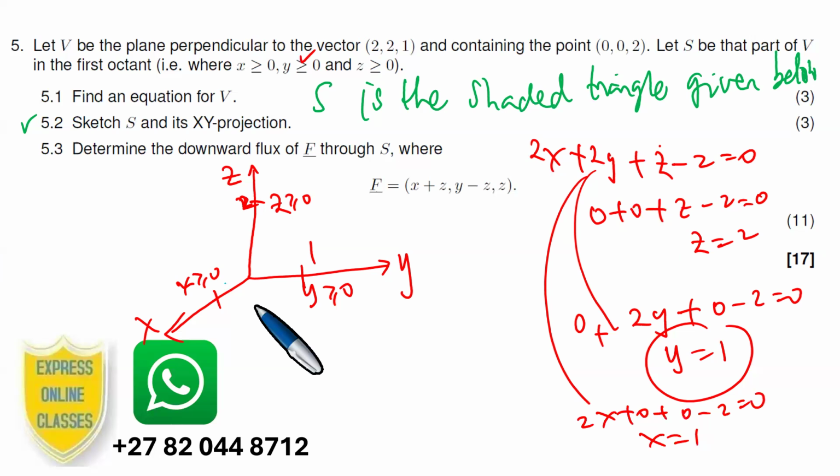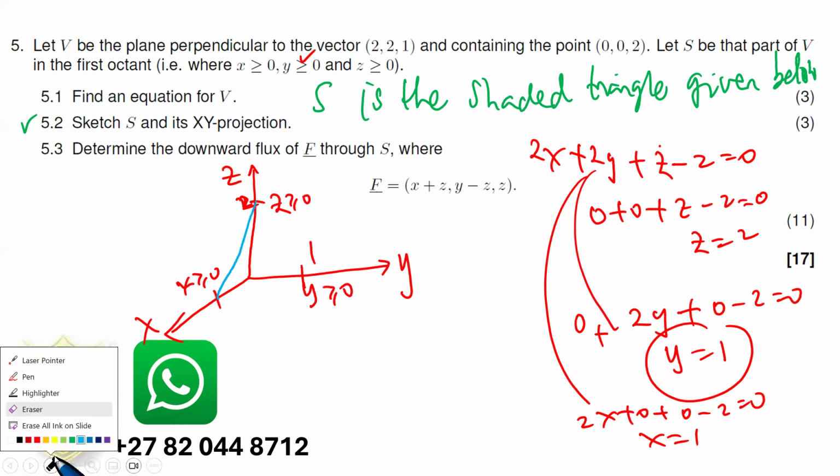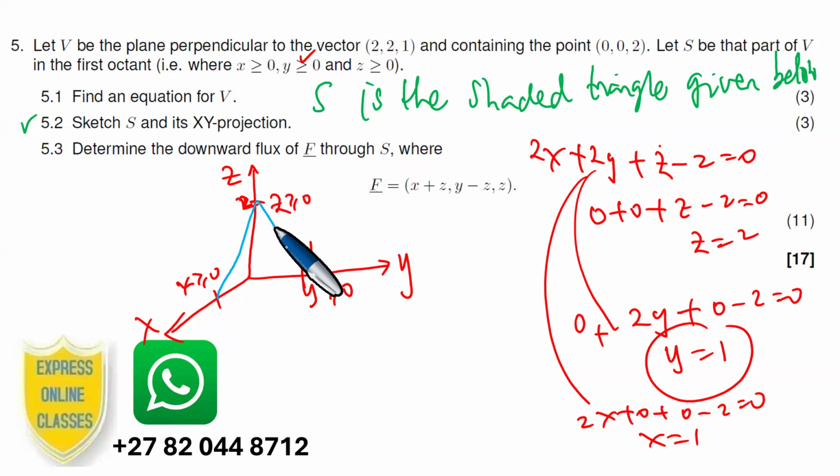Let us sketch this in the first octant. This becomes the first octant. So this one is going to be like this, and this is going to be this way. Okay, let us draw carefully. Which means you're going to have exactly this one, and then this one, with intercepts 1, 1, 2, like this. And then we need to shade. That's all. Now sketch S and its XY projection. Okay, this one is the set S.